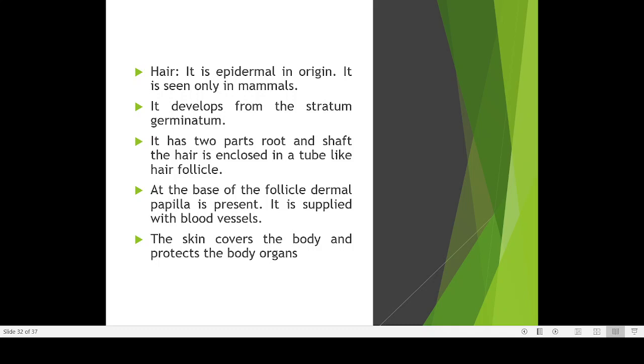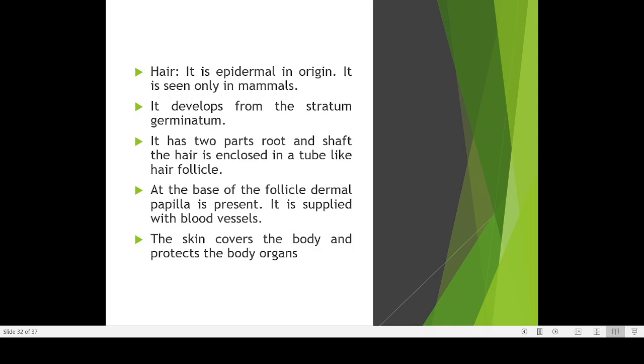In the case of hair, it develops from the stratum germinativum. When we discussed the epidermis, we saw that there are four layers. The outermost is the stratum corneum, then the stratum lucidum, then the stratum granulosum, and below that the stratum germinativum. So it is from the fourth, deepest layer that the hairs are formed. Now the hair has two portions, a root and a shaft, and the hair is enclosed in a tube-like hair follicle.